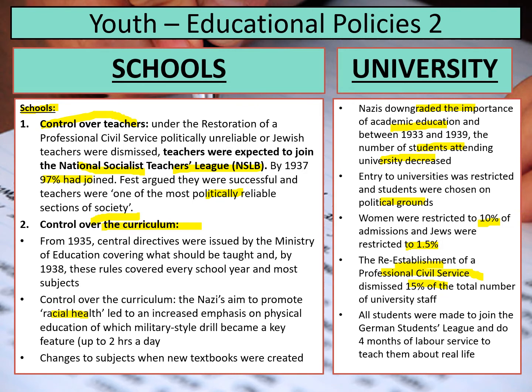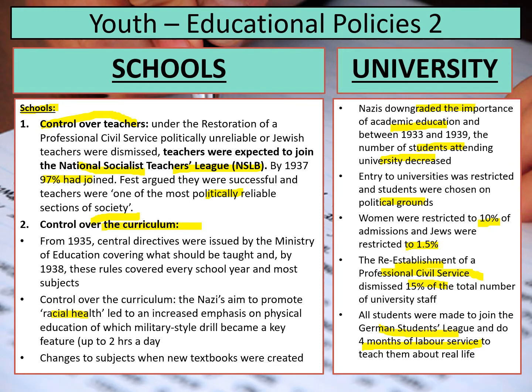The Nazis also tried to control universities by making all students join the German Students' League, although up to 25% of students didn't join this. They also tried to get them to do 4 months of labour service while they were at university to try and teach them about real life. As I said before, they didn't really believe in the importance of an academic education. Now, in terms of universities, they were actually very successful there because the universities were generally a breeding ground for nationalistic ideas, and obviously that suited Nazi ideology.